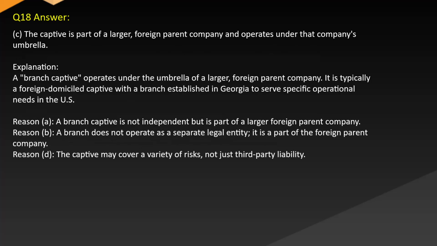Answer C. The captive is part of a larger foreign parent company and operates under that company's umbrella. Explanation: a branch captive operates under the umbrella of a larger foreign parent company. It is typically a foreign domiciled captive with a branch established in Georgia to serve specific operational needs in the U.S. Reason A. A branch captive is not independent but is part of a larger foreign parent company. Reason B. A branch does not operate as a separate legal entity, it is a part of the foreign parent company. Reason D. The captive may cover a variety of risks, not just third-party liability.